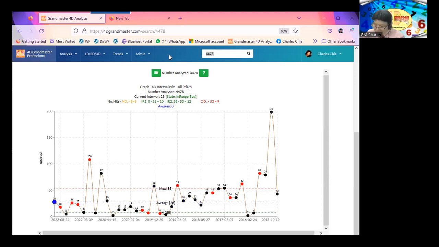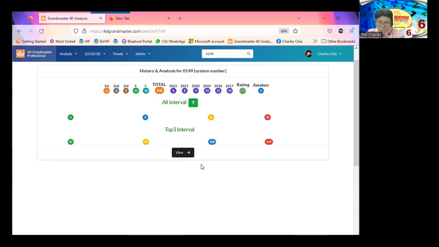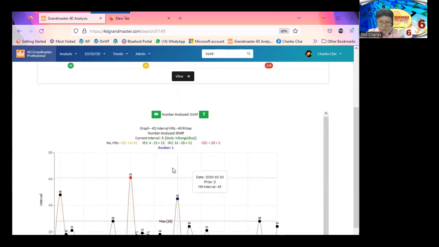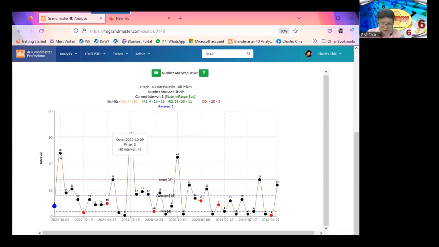Okay, let me just show you another number, just quickly. 01849. This one is Awaken 1. You know why Awaken 1? You see down here, only 1 time OverDue. So when you want to look for an Awaken number, you can look at the chart here and you can see already. This is Awaken 1. After 1 time, it is still waiting to strike, not struck yet, current interval 8. So now this number is very obviously in IR1, right?